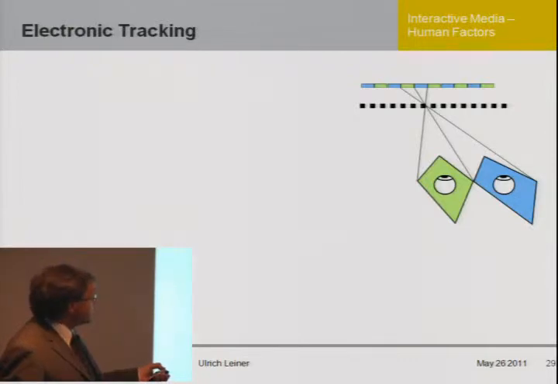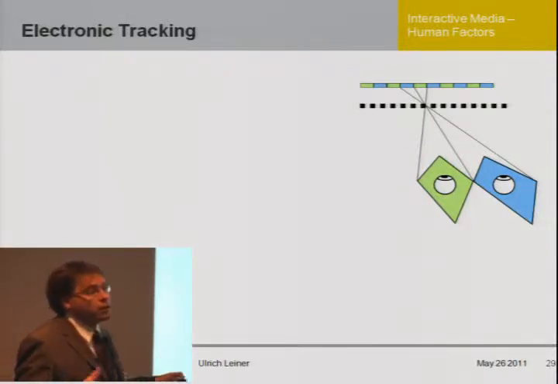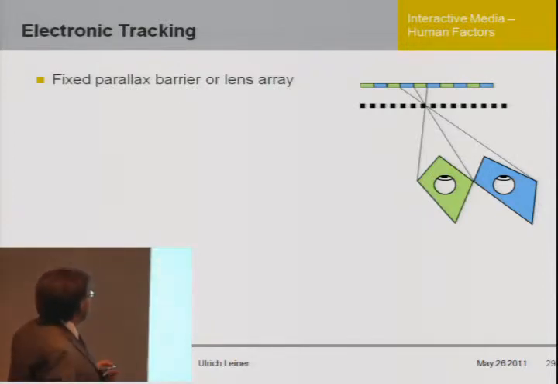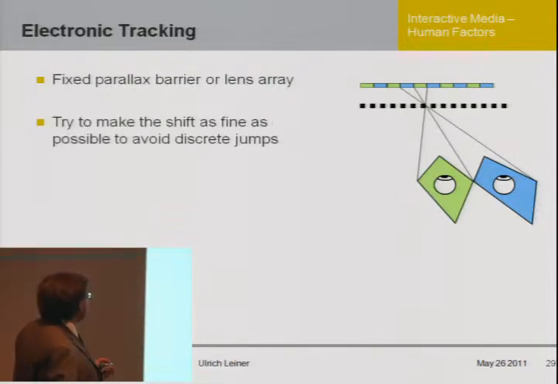But if we just shift, look up here, if we just shift the pixels at the same time to the left and to the right, then the green eye is seeing again the green pixels. It's a bit more complicated in reality, but basically that's it. And to repeat it, we have a barrier.